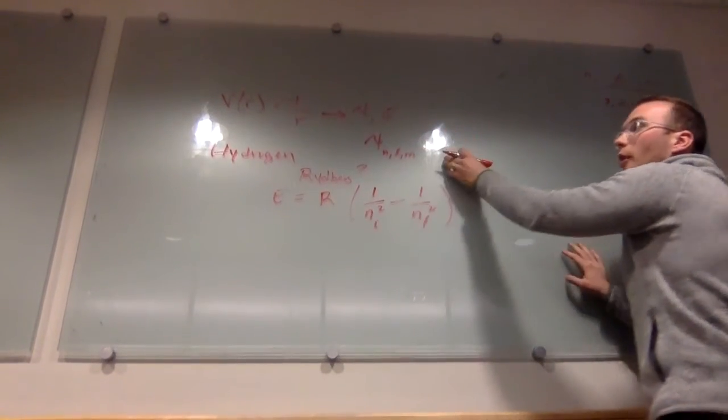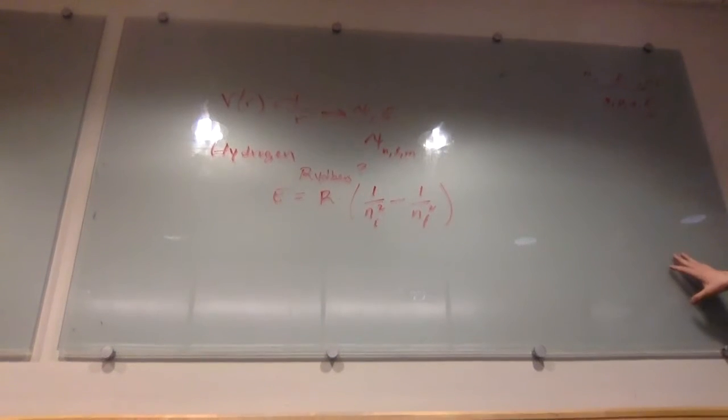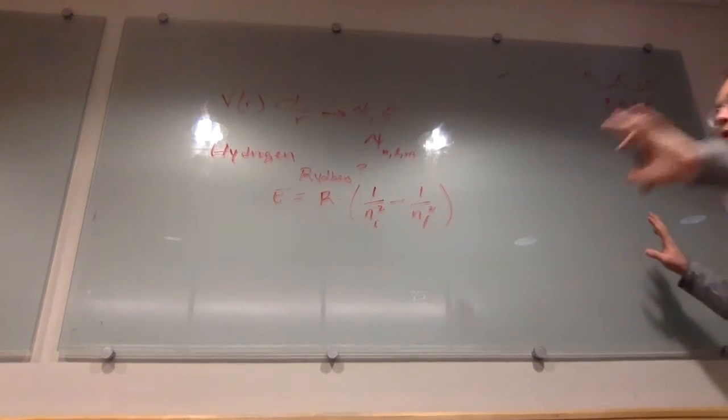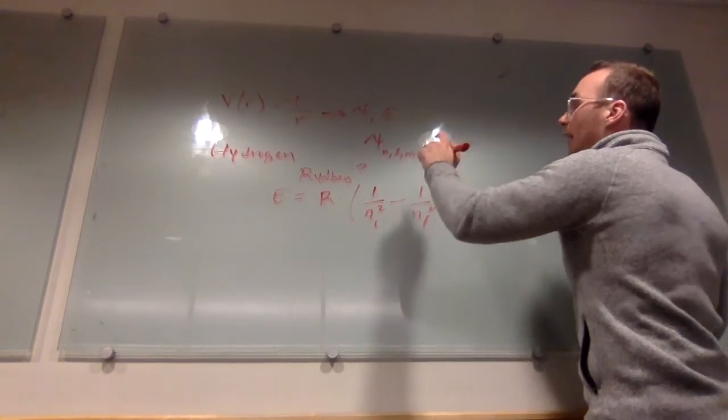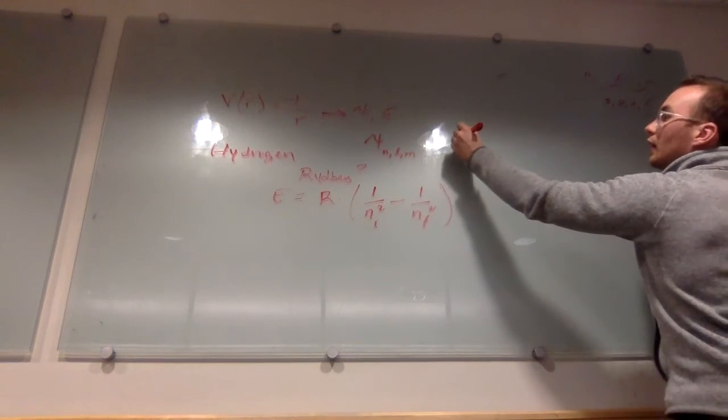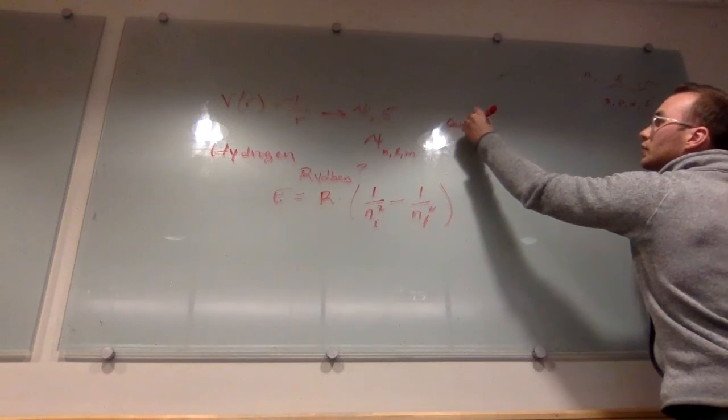They have an r part and then a part that, remember I said, is called a spherical harmonic. It's not important. Don't worry about it. But that's where you get the L. So these are quantum numbers.